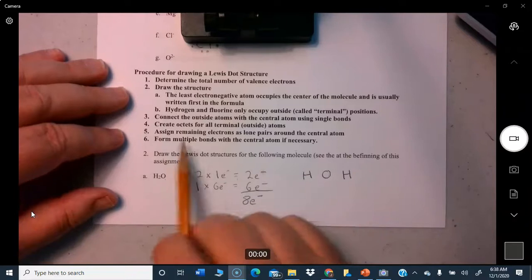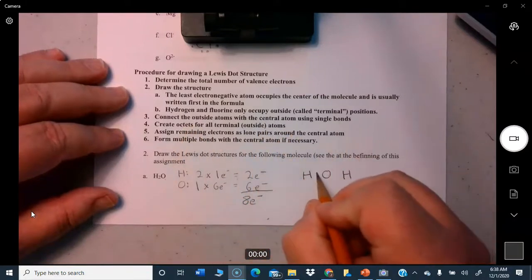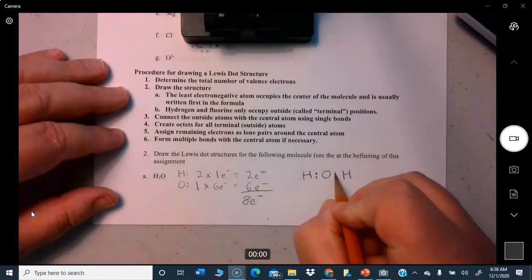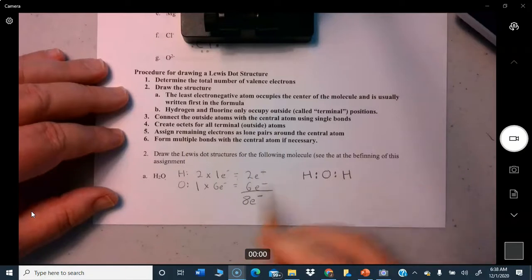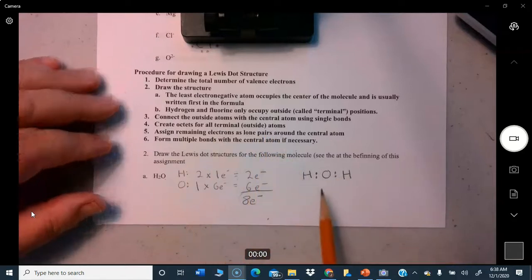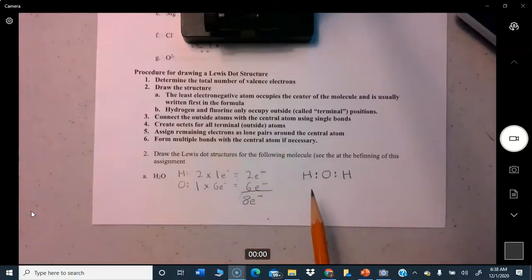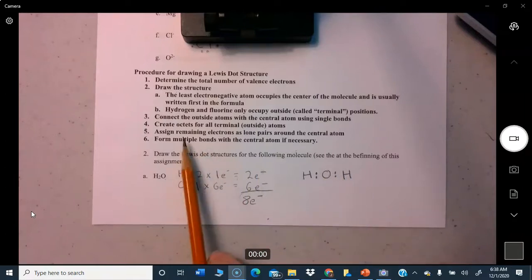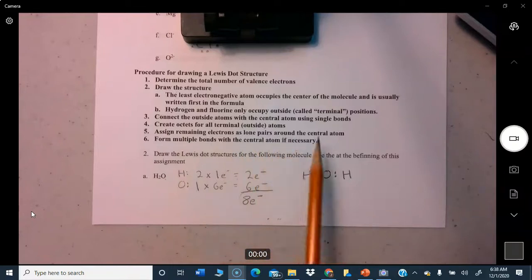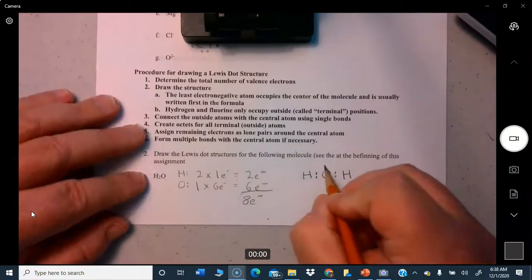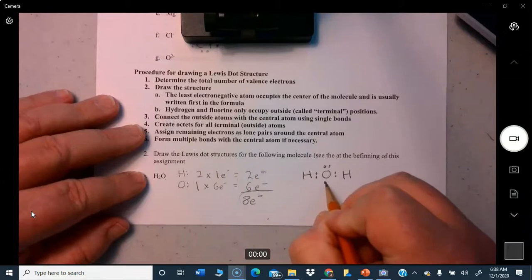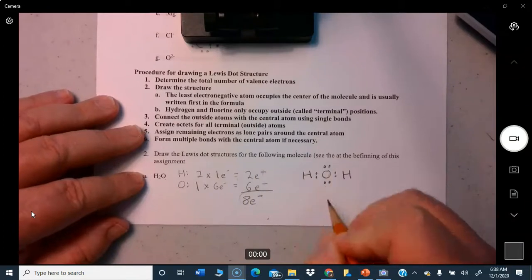All right, connect the outside atoms with the central, so we do that. Okay, so now we've used 1, 2, 3, 4 of our 8 electrons that we need to use. Create octets for all terminal atoms. That's already done. Hydrogen can only hold 2 electrons. It's in the first row. First row is 2 electrons, so it does have a full octet. 5, assign remaining electrons as lone pairs to the central atom, so that would be oxygen, so we'll just go ahead and create a full octet there, or lone pairs.